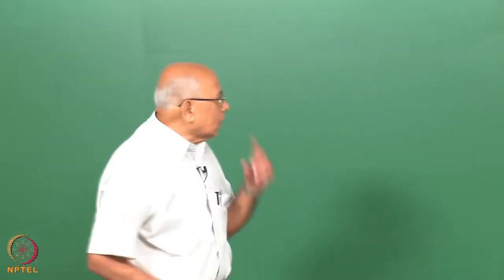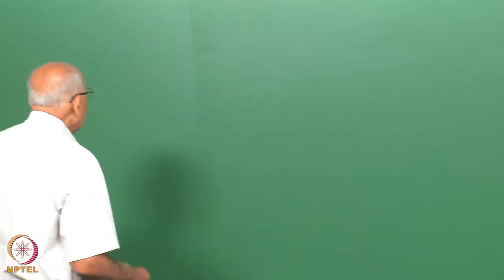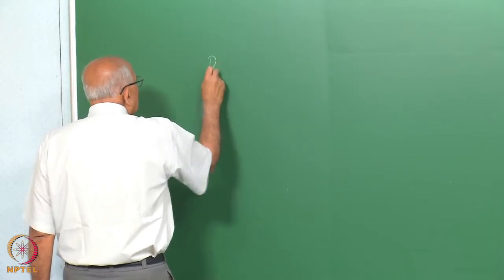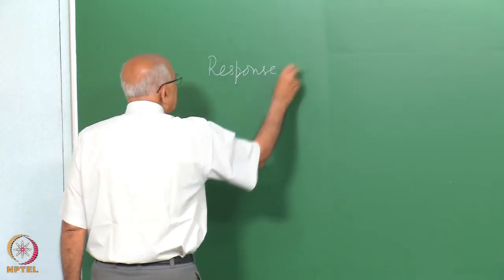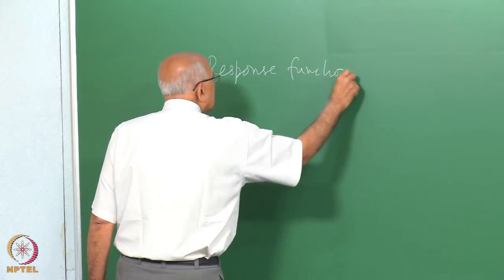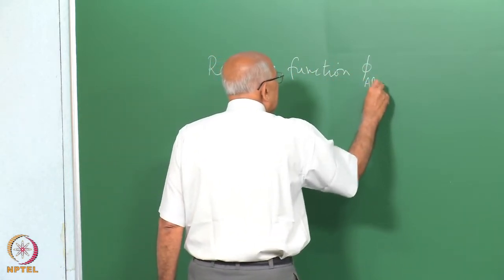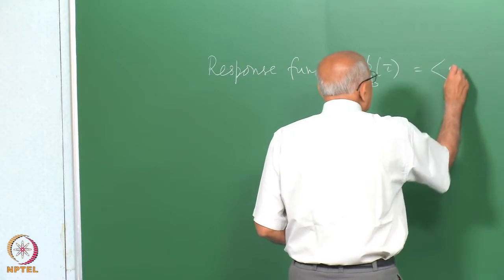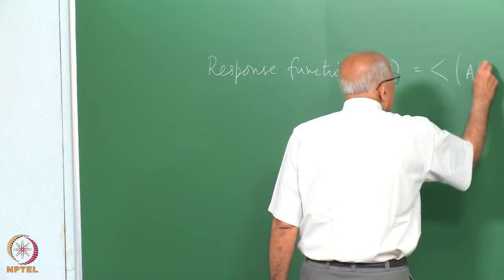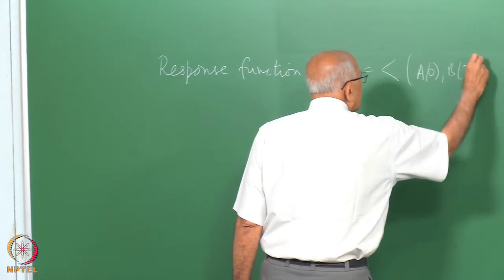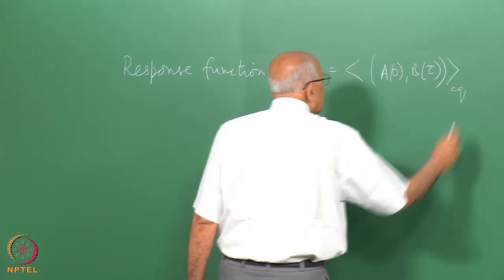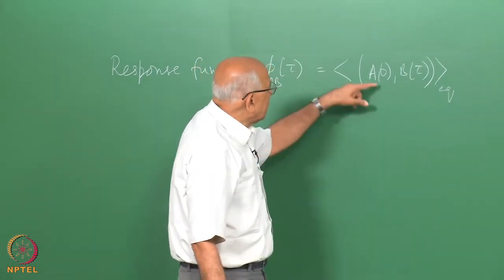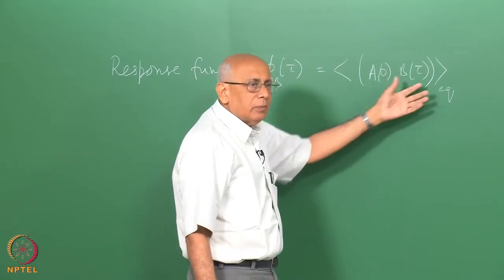So, to recall the point we had stopped at last time, we discovered that the correlation, the response function phi AB of tau, which was formally equal to the equilibrium expectation value of A of 0, B of tau in equilibrium. We wrote this in a number of ways in terms of a trace with rho equilibrium with A of 0 bracket with B of tau and so on.